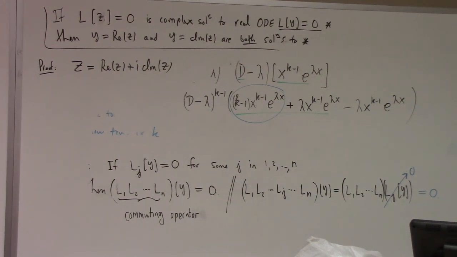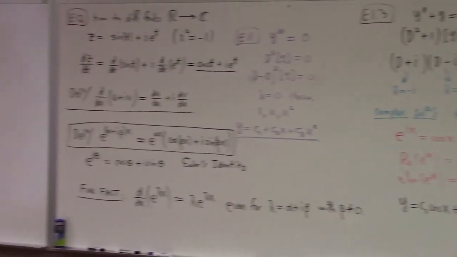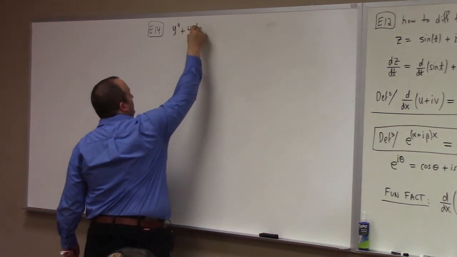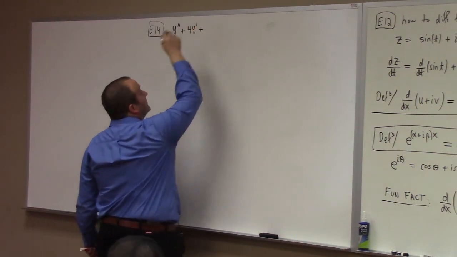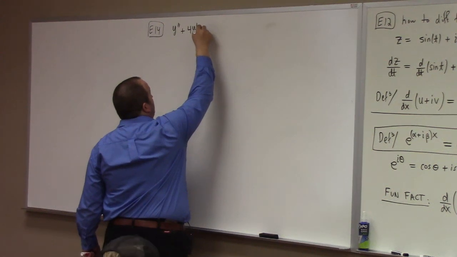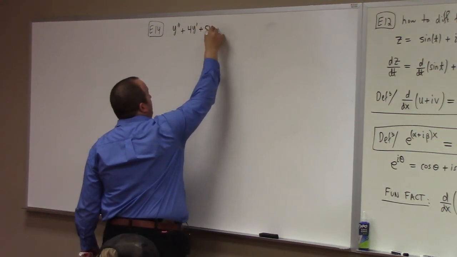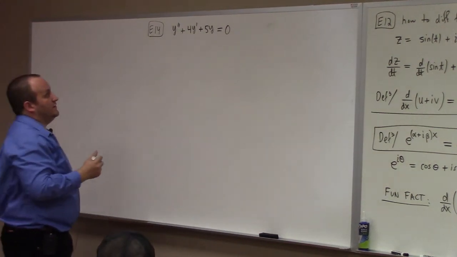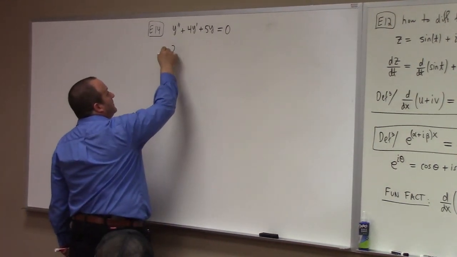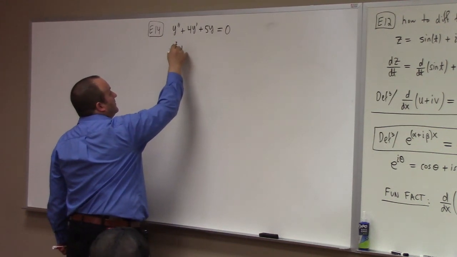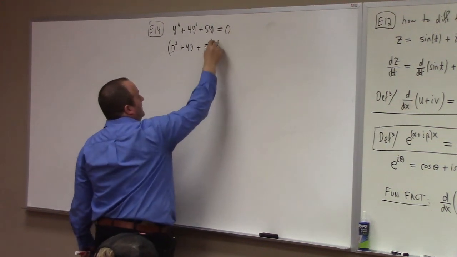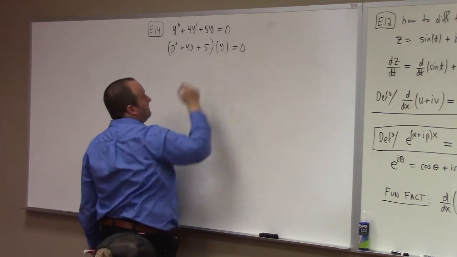What example am I on? 14? Yeah. y'' + 4y' + 5y = 0. So this would be D squared plus 4D plus 5 acting on y equals 0.